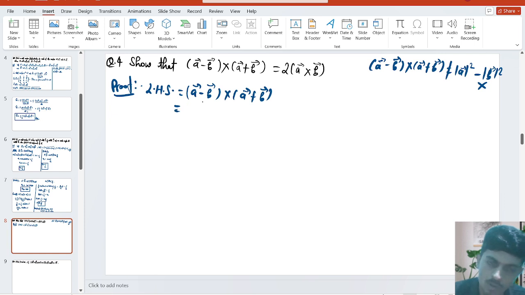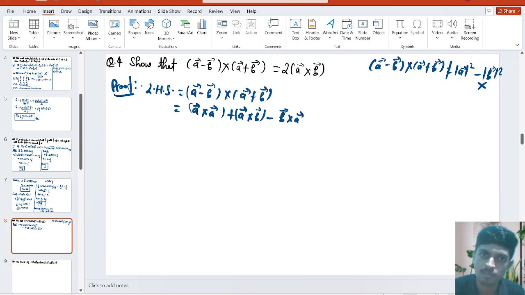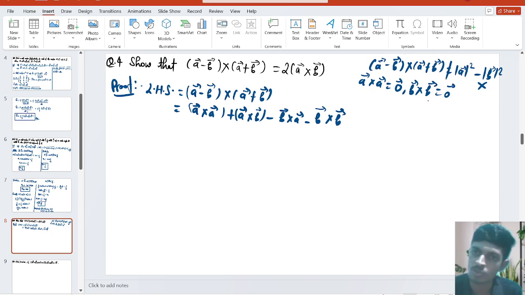So we solve it: vector A cross vector A here, and this is plus vector A cross vector B. Okay, then minus vector B cross vector A. Here order is very important. So minus, plus, and this is also minus vector B cross vector B. You already know that vector A cross vector A is always equal to vector 0, and vector B cross vector B is always equal to vector 0, because it is making angle 0 degree with itself, so it becomes vector 0.